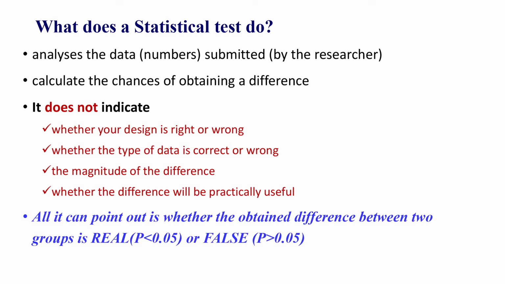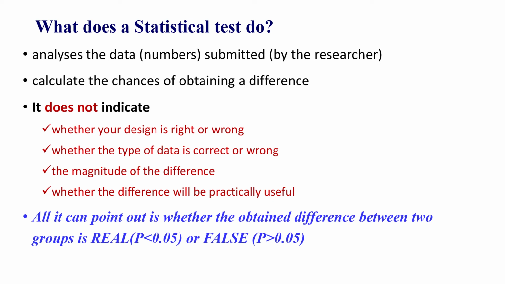They analyze the data submitted by the researcher and calculate the chances of obtaining a difference. Remember that the statistical test does not indicate whether your design is right or wrong. Some people feel that after applying a statistical test, my design will become better. That is not the case. Whether the type of data is correct or wrong, that also the statistical test will not tell you. You have to understand on your own what kind of data you are dealing with. As we have already discussed, it doesn't tell you about the magnitude of the differences, and it also doesn't tell you whether the difference will be practically useful or not.